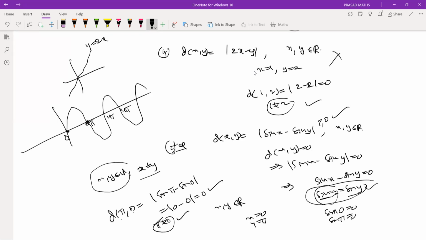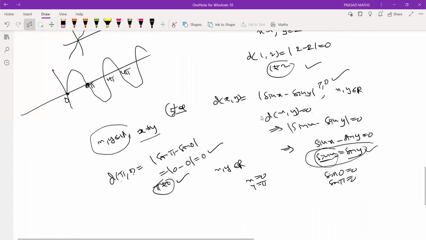Is it clear? First, you need to guess the idea. That is important in analysis: guess the idea and proceed. In general, sin x equals sin y need not imply that x equals y, because sine is not a one-to-one function. Sine is a periodic function with period 2 pi. Sin x equals sin y doesn't mean that x equals y.